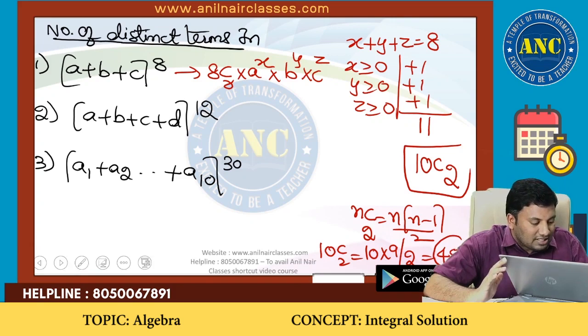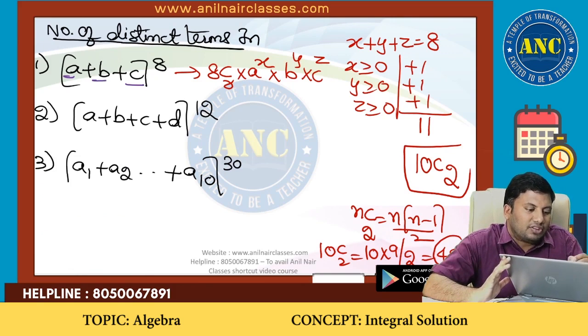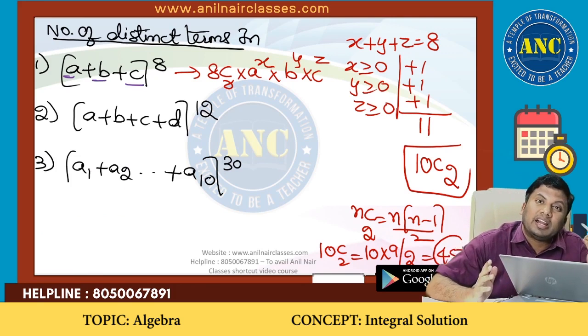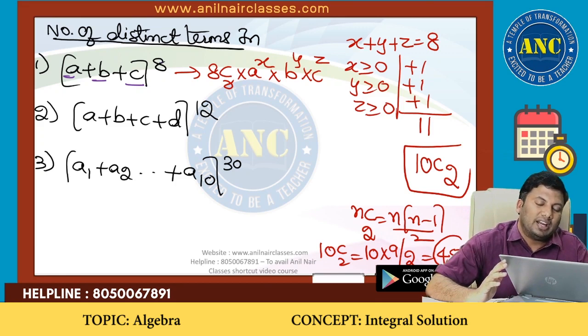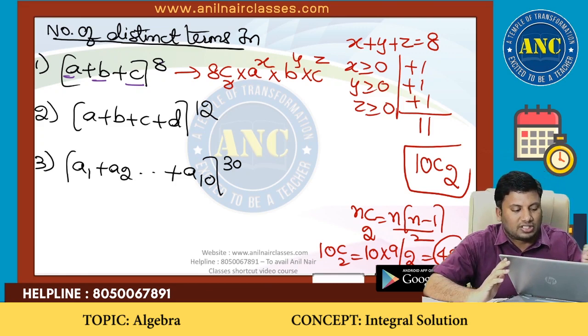It's a time waster. Now see here. How many variables are there? 3. Power is 8. 3 variables are there. Add the number of variables to the power. So 8 plus 3, 11. If 11 balls are there in a line, there are 10 gaps, 10C2.